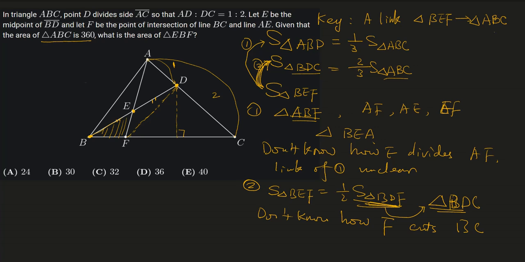Therefore, we have to do something extra, which means that we know two relationships. One is this point: point E bisects BD. And the other relationship is point D cuts AC in the ratio of 1 to 2. And therefore, we want to convert such relationships to elsewhere. Then how do we do that?